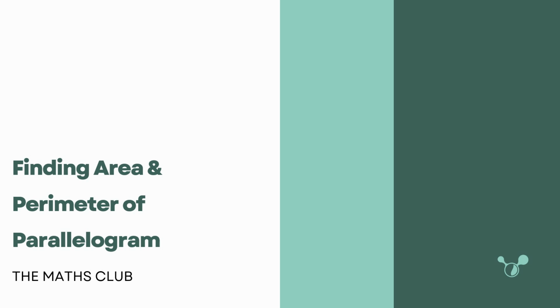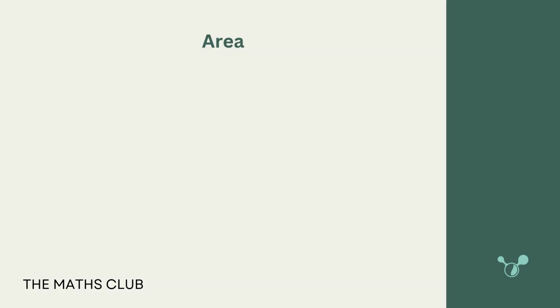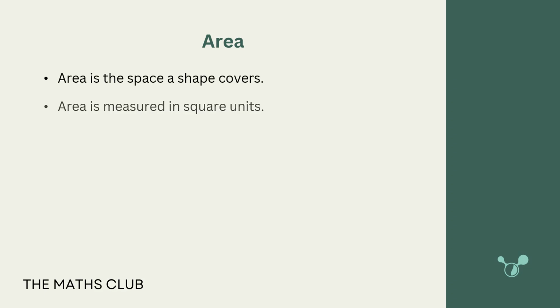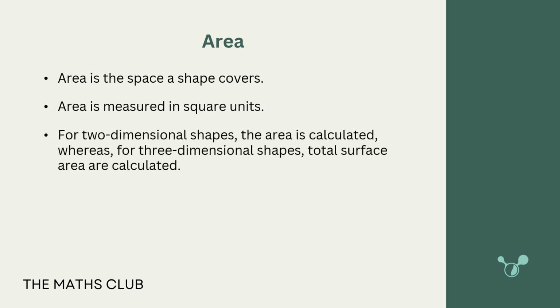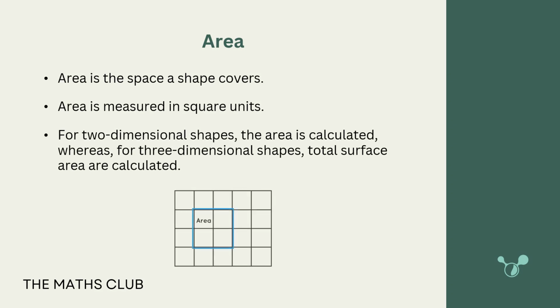So let's get started. What is area? Just like I've said before, it is the space a shape covers, measured in square units. And we said for 2D objects or shapes we talk about area, while for 3D shapes we talk about total surface area. And we've used this diagram many times, right? You see this square, all those 4 squares inside that big square is just showing the area that the big square covers. It's just a pictorial representation of what area is.